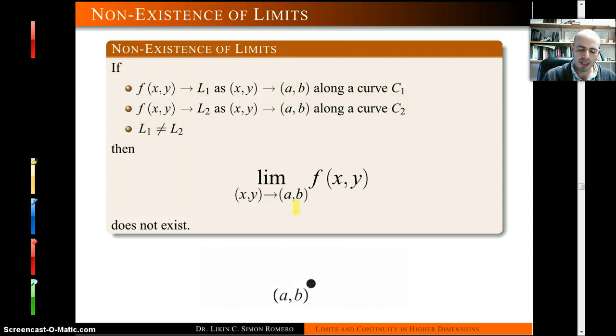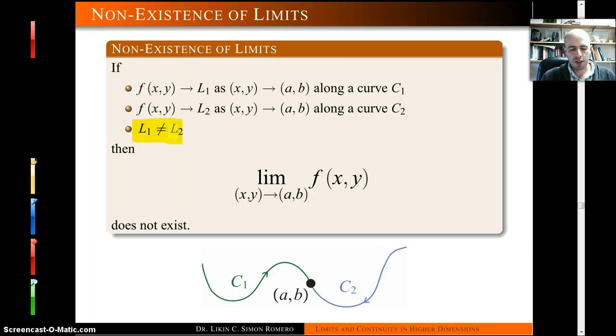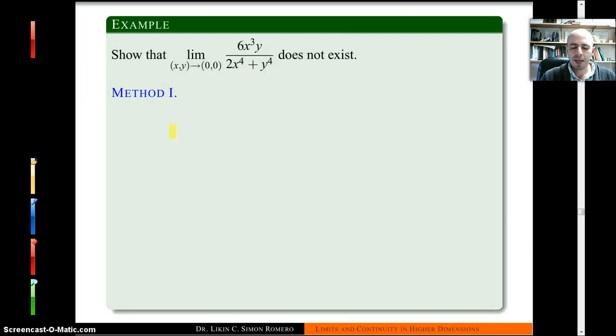So what I'm saying is, if you take AB and you approach from a curve C1 and you compute that limit, and that limit gives you a number, and then if you approach from C2 and that gives you another number, and those two numbers are different, then the limit is not going to exist. Let me give an example of what I'm talking about when I say approach in a way along one curve and another different curve. So let me prove that this limit does not exist.